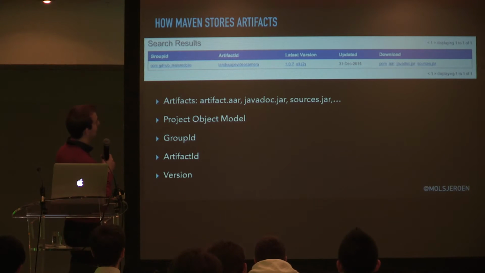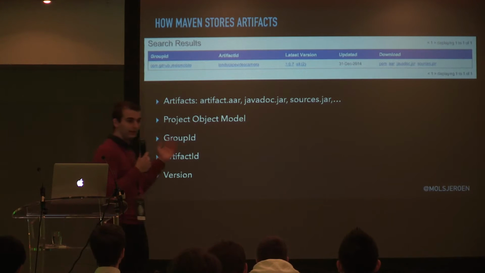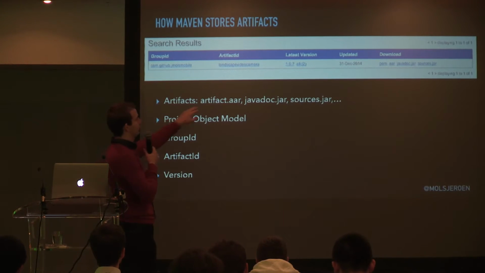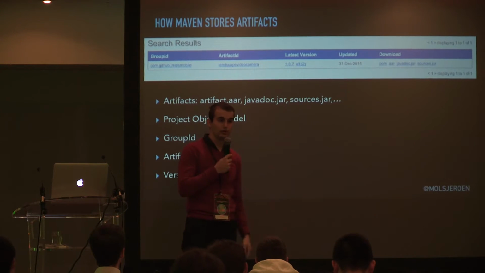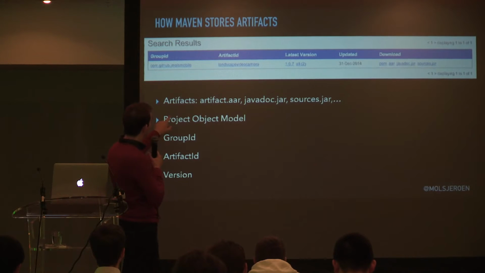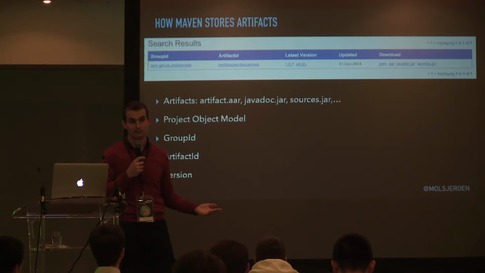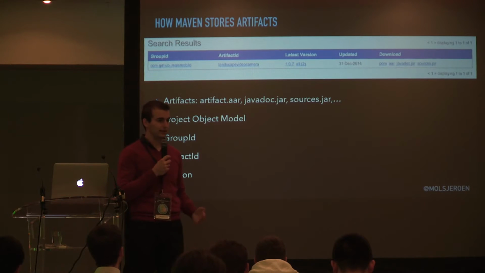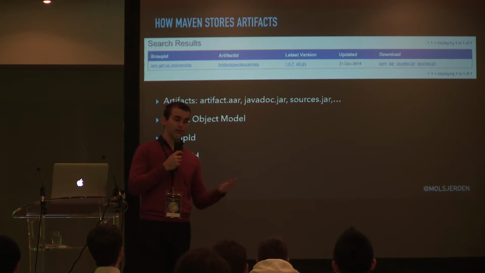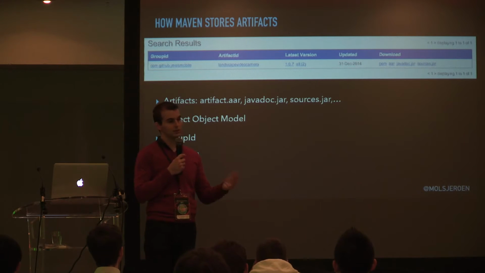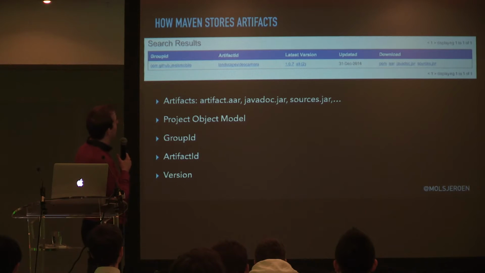In those directories, it will then store multiple artifacts if you release a library. You could have the library itself, but you can also include javadoc, sources.jar, or some extra things. And then it's also going to hold a project object model. That's basically an XML, and that XML contains a lot of metadata about your project. You can put the author in there, the version, maybe some external dependencies, which license it's under, and stuff like that. Why am I showing this?